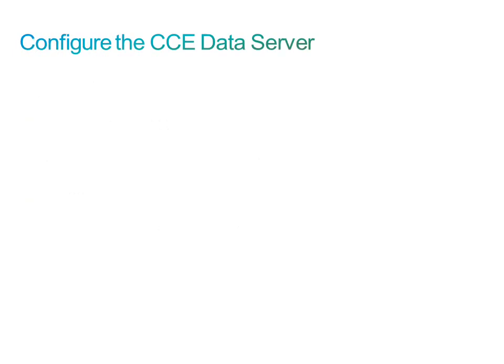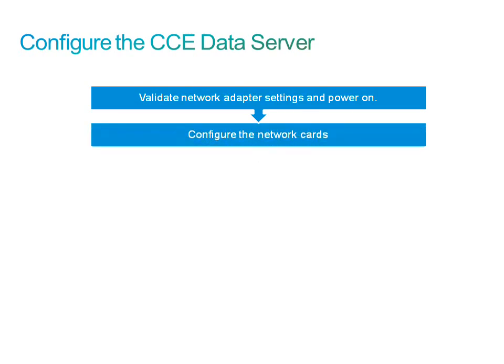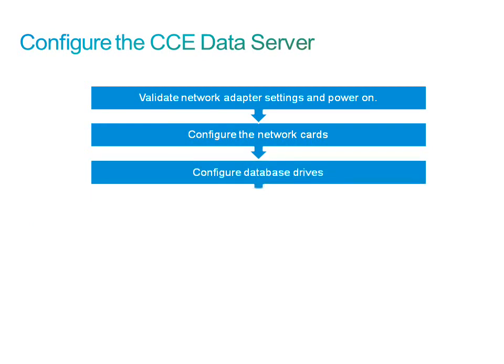To configure the CCE data server, start by checking the network adapter settings on the VM for both the public and private networks. Next, power the VM on. Now configure the network cards by renaming the first one to Visible, which is the public network card, and renaming the second one to Private. Now navigate to Disk Management and initialize the database drive.